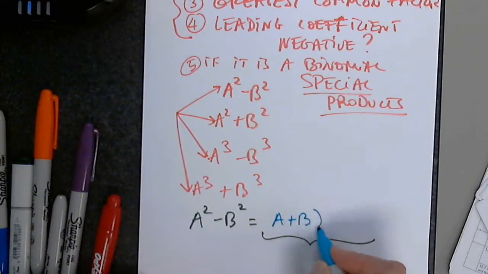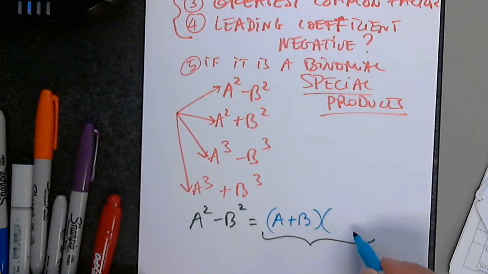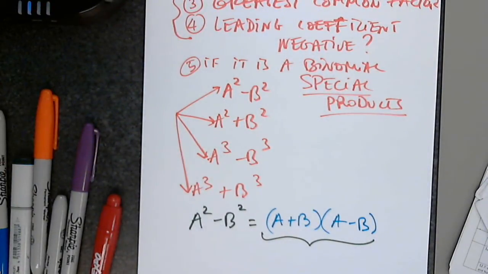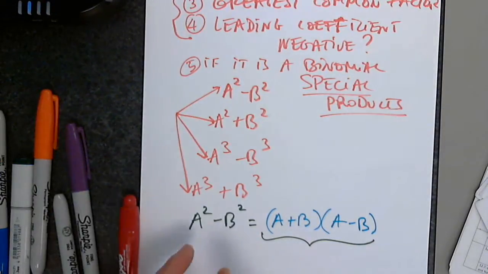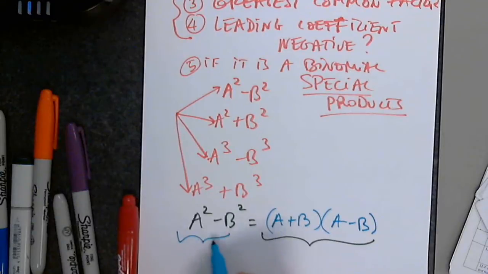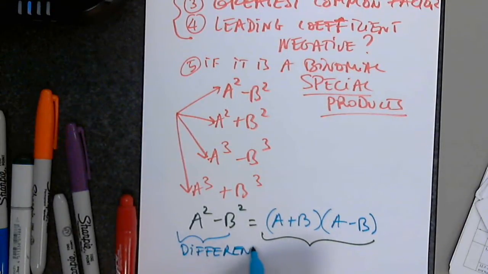a plus b times a minus b. Exactly. So that is going backwards. Remember, initially we wrote this to come up with that. Now in factoring, I have to change a sum or a difference of terms into a product. I'm factoring it. So this is called the difference of squares.